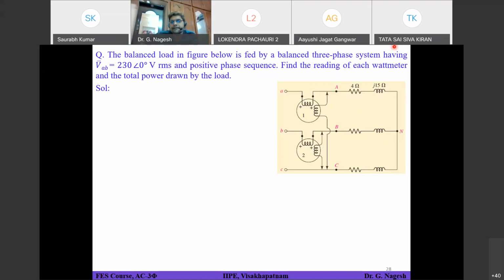What will be the expression for P1? VAC into IA, cos of the phase angle of VAC minus the angle of IA. So write that expression. The line voltage VAB is given, so you have to calculate the phasor value of VAC. Then you have to calculate the angles also, and then solve this. Before that, you have to find out the line current also.